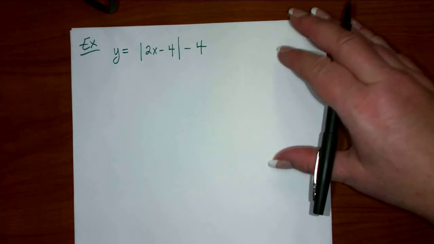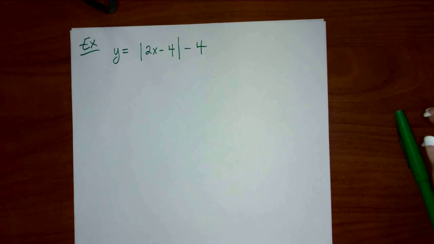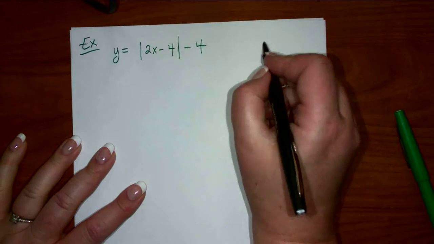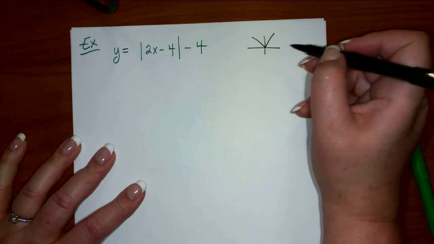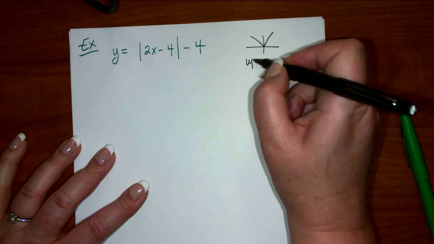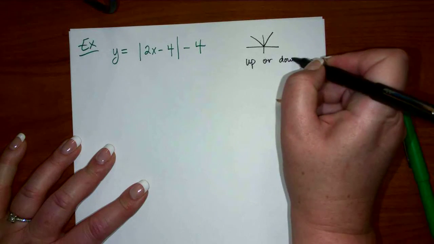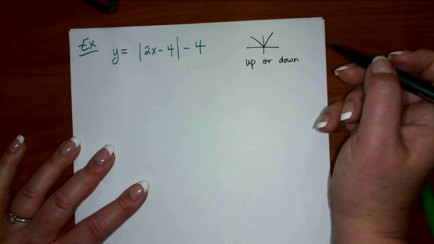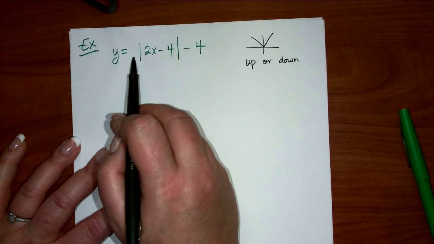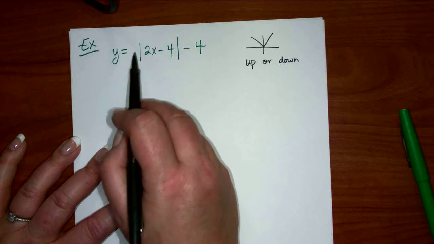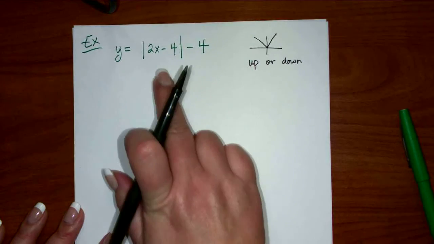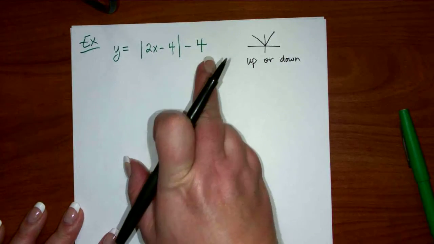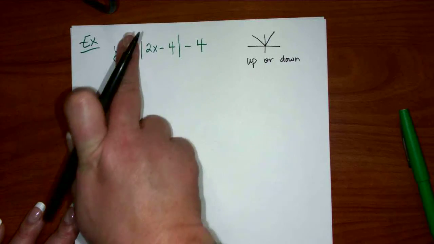So, you say to yourself, it's an absolute value. That looks like a V. Does it open up or down? Because they're very similar to a parabola. Does it open up or down? How do you know? A negative in front of the absolute value. Does this one matter? No. Does this one matter? No. It's just in front of the bracket. So this one's up.